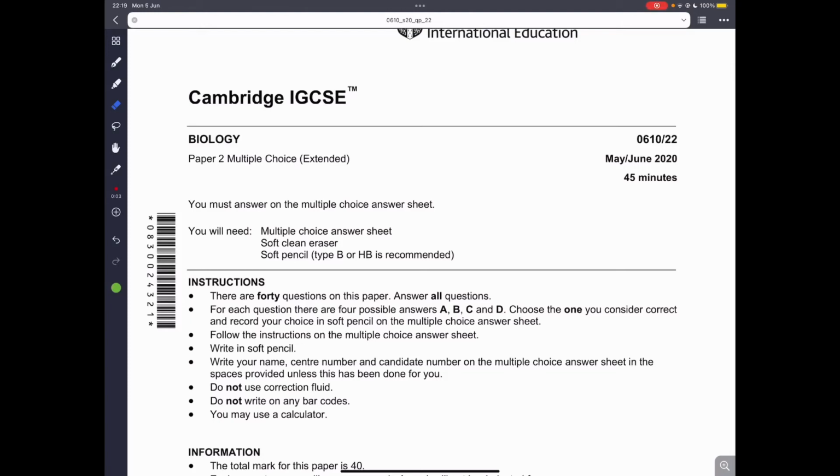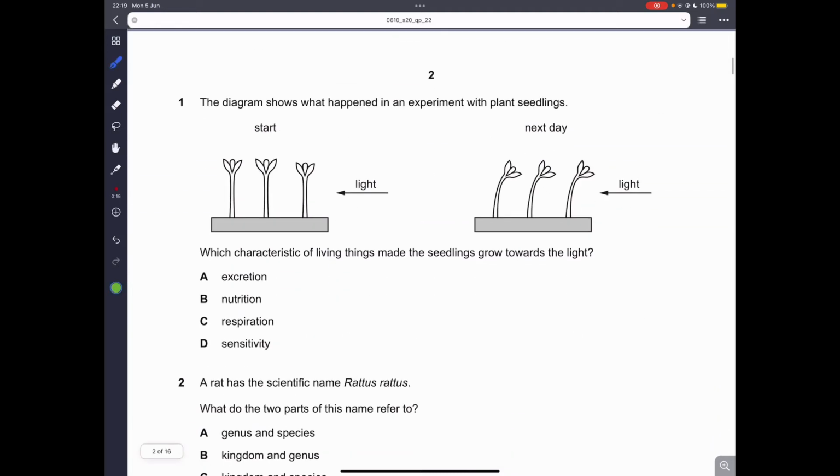Hello everyone, welcome back. Today we are going to be doing biology paper 2, multiple choice, May-June 2020. This is the variant 2 version. Let's get started. Question number 1.